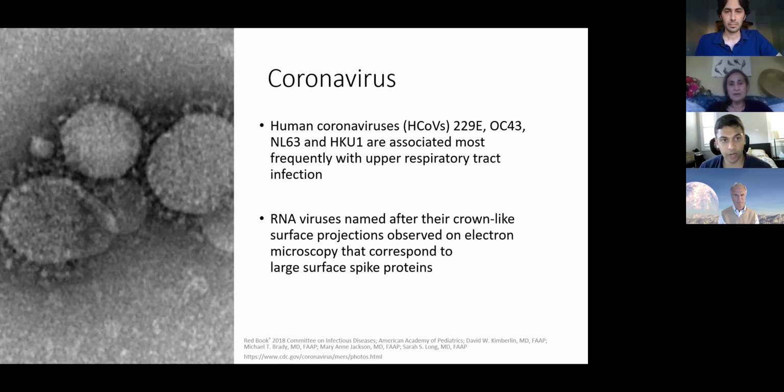And the name coronavirus actually comes from the way it looks underneath the microscope. If you have a really powerful microscope called an electron microscope, the coronavirus has these little spike proteins around it, and those spikes look like a crown, hence the name coronavirus.